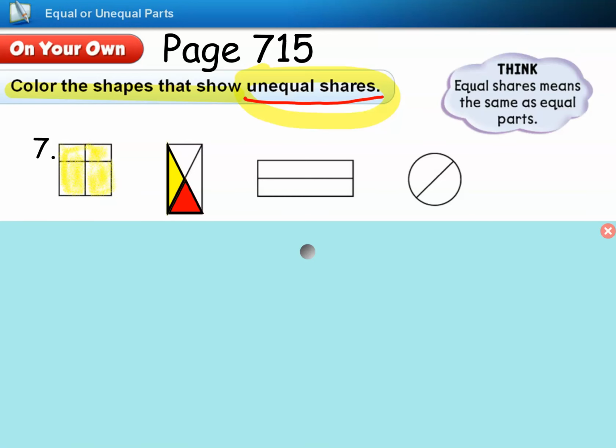Alright, let's look at the rectangle. Do you think this rectangle shows unequal parts? Well, we will compare this triangle to this triangle. They do not have the same size. So this rectangle shows unequal shares. We need to color this rectangle because it shows unequal share.